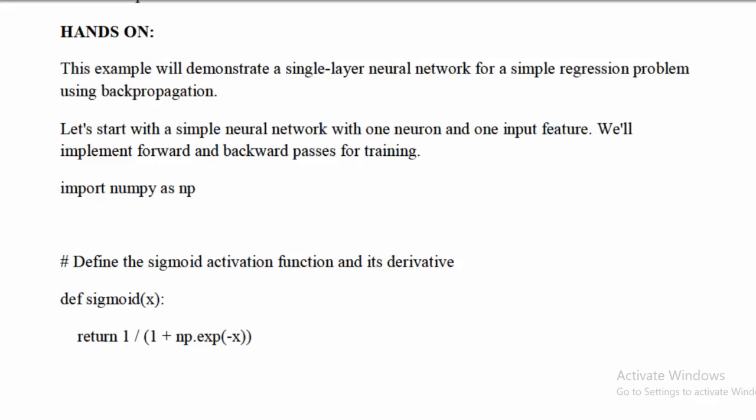Hello dear students. So today we are going to see hands-on the backpropagation algorithm. This particular example is going to demonstrate a single layer neural network for a simple linear regression problem using backpropagation. What I have taken here is only a single neuron and a single input feature. We are going to implement both forward and backward passes for training.